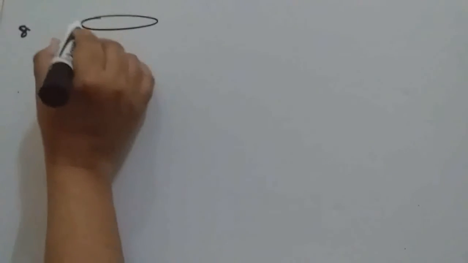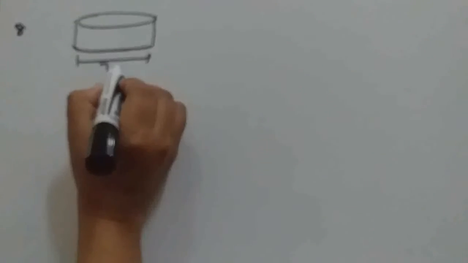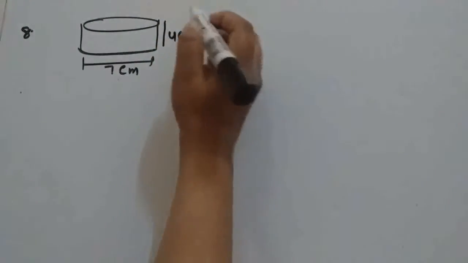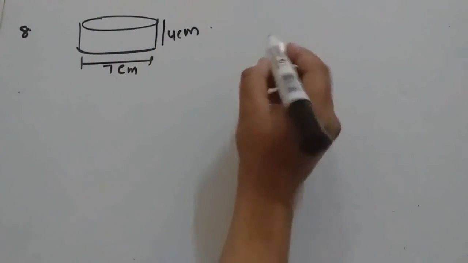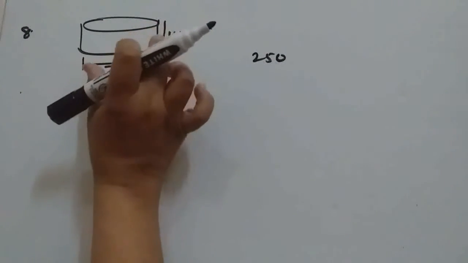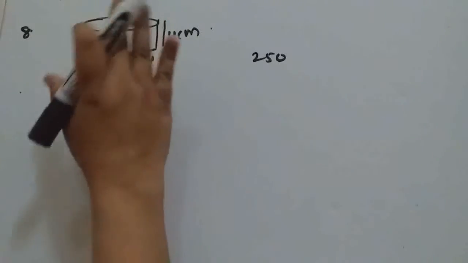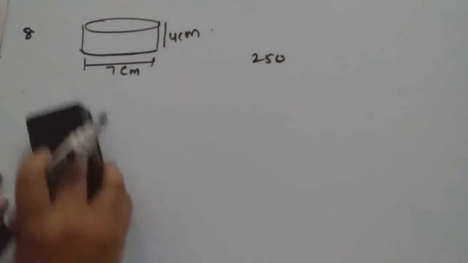In question 8, it is given a patient is given a cylindrical bowl. Okay, the bowl is cylindrical in shape with diameter 7 centimeter and height 4 centimeter. How much soup does the hospital have to prepare daily for 250 patients? So first we will find how much soup will come in one bowl, that is, the capacity of one bowl. Then for 250 persons we will multiply the capacity.